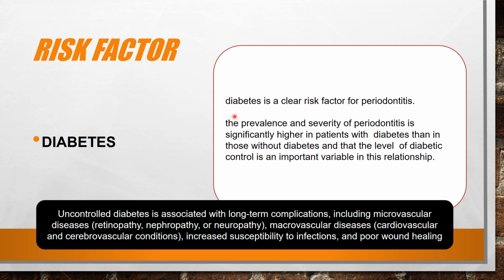So this is a clear risk factor for periodontitis in various aspects that we will be discussing later. The prevalence and severity of periodontitis is significantly higher in patients with diabetes than in those without diabetes, and the level of diabetic control is an important variable in this relationship. Uncontrolled diabetes always ends up in long-term complications such as microvascular diseases like retinopathy, nephropathy, or neuropathy, macrovascular disorders, increased susceptibility to infections, and poor wound healing.